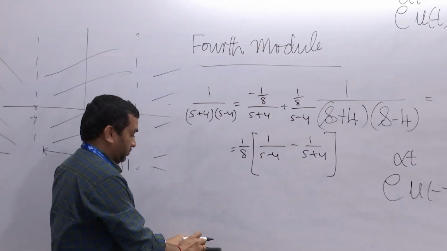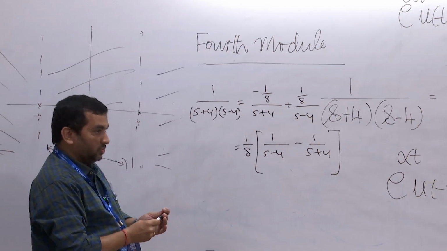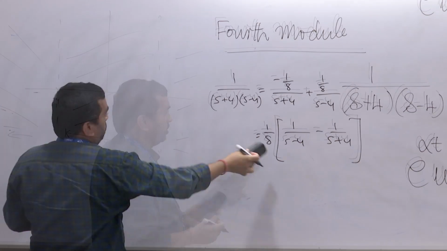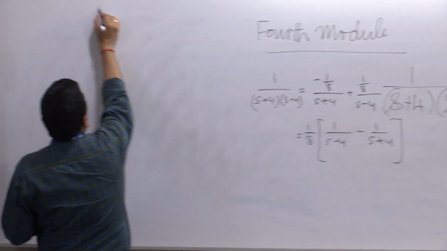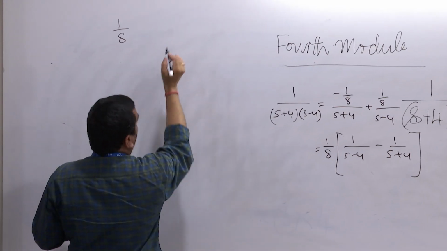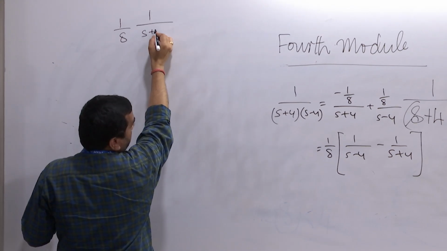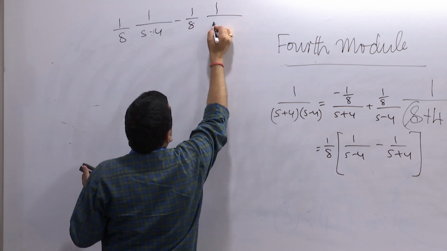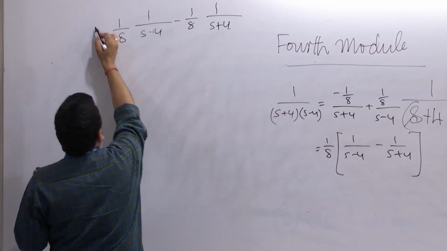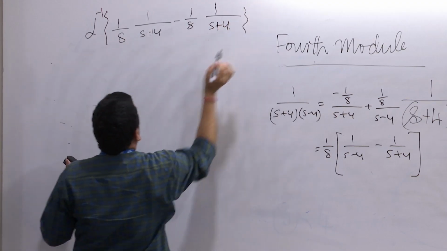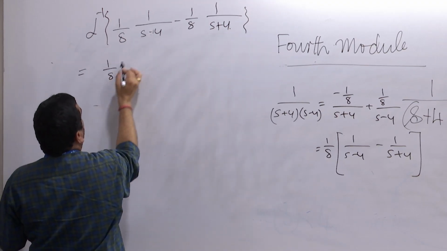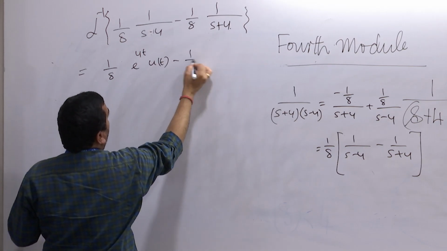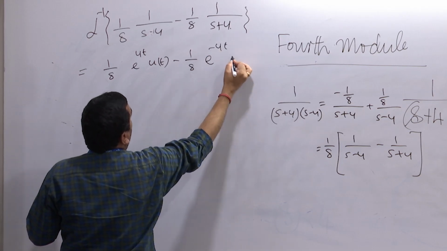Now what will we do with these? The inverse Laplace transform. If we separate it, it will satisfy the linearity property. So 1 by 8 of 1 divided by (s minus 4) minus 1 by 8 of 1 divided by (s plus 4). If we find its inverse Laplace transform, directly we get 1 by 8 e to the power 4t u(t), and minus 1 divided by 8 e to the power minus 4t u(t).